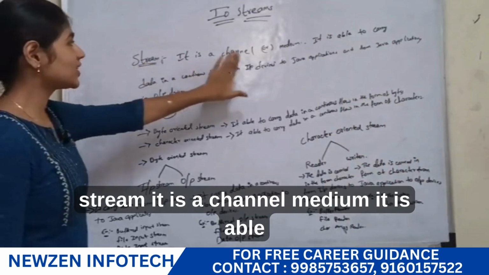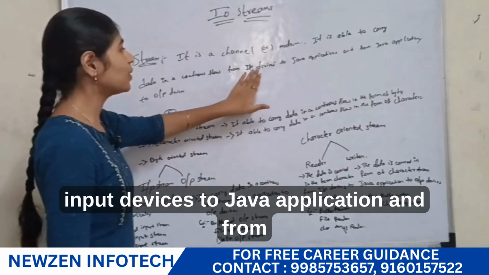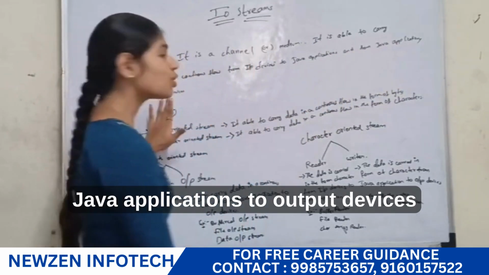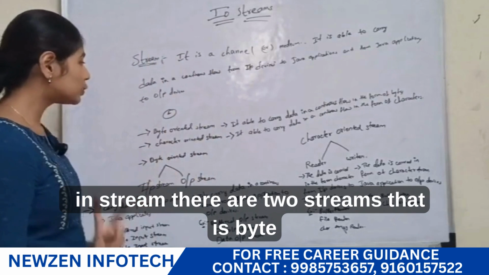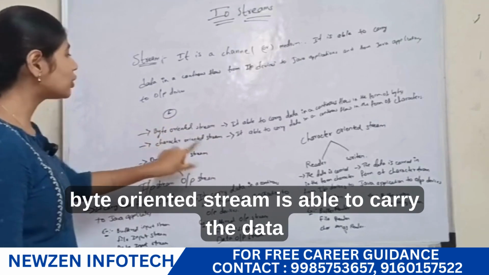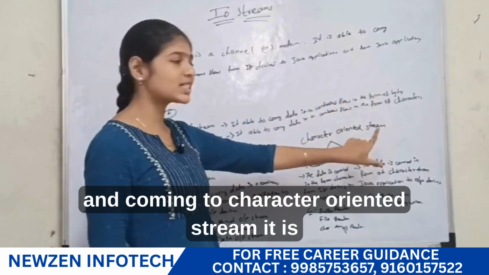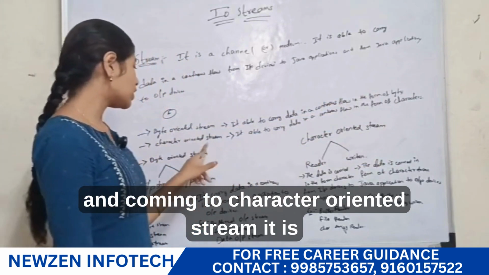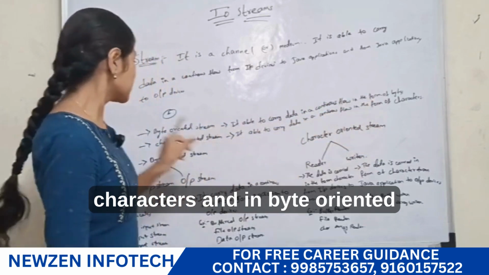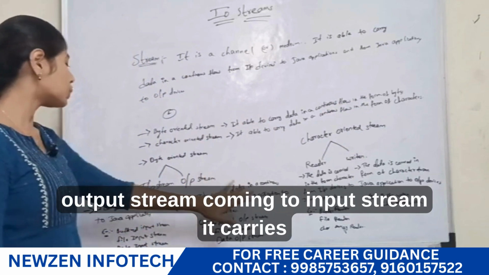See, a stream is a channel or medium that is able to carry data in a continuous flow from input devices to Java applications and from Java applications to output devices. In streams, there are two types: byte oriented stream and character oriented stream. Byte oriented stream carries data in a continuous flow in the form of bytes, and character oriented stream carries data in the form of characters. And in byte oriented stream, we have two types: input stream and output stream.